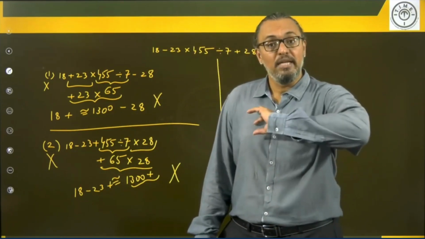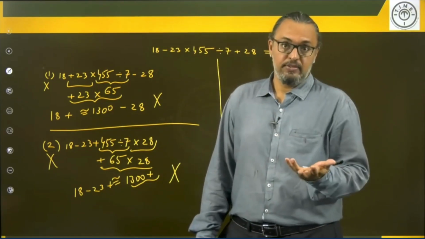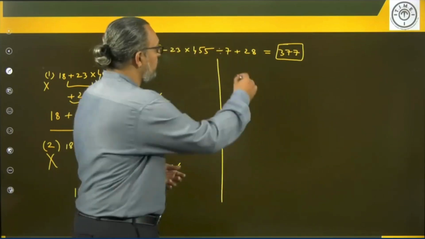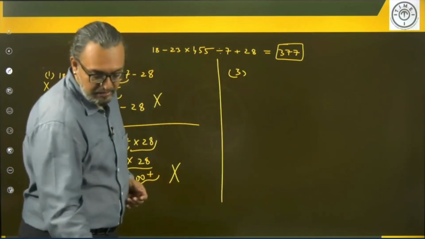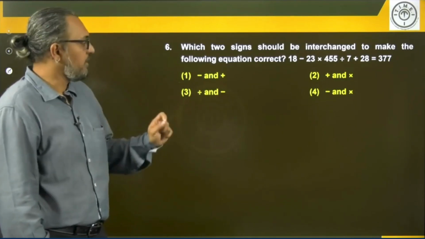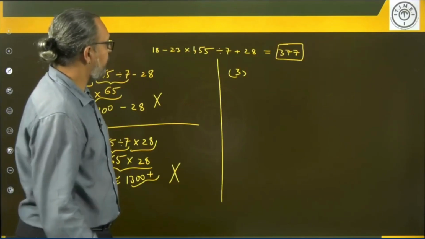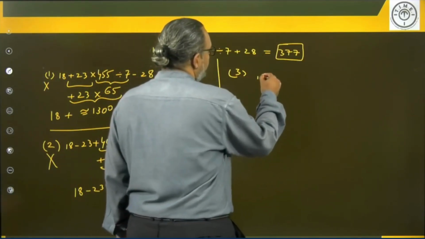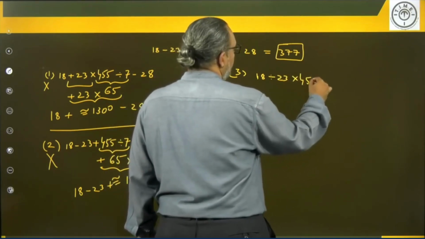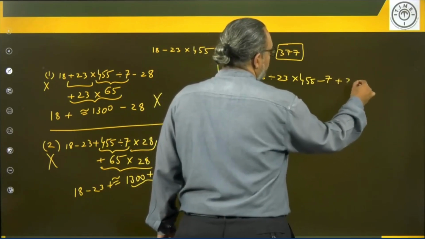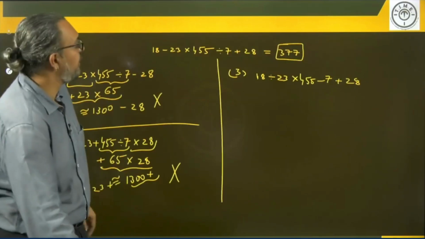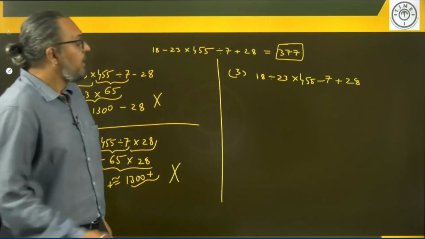So you need to be quick in going through the options like this. Understanding the point here? Okay. Then let's take the third option that is available to us. So what is there in the third option? Divide and minus. So division and minus are to be interchanged. So if I do that, that means 18 divided by 23 into 455. Now you have minus 7 plus 28. So division and minus are getting interchanged, correct? That's what I did.